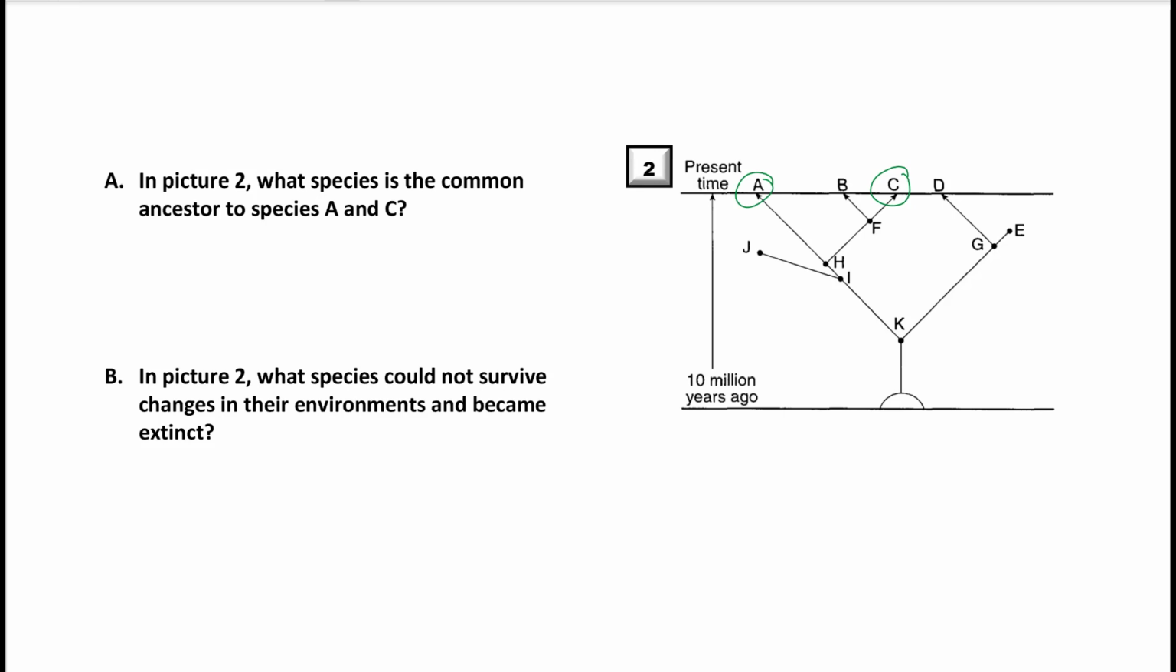In picture 2, what species is the common ancestor to A and C? H. Just follow the lines back to where they intersect. H did not go extinct, by the way. It just gave rise to species A and C. Speciation occurred with species H.